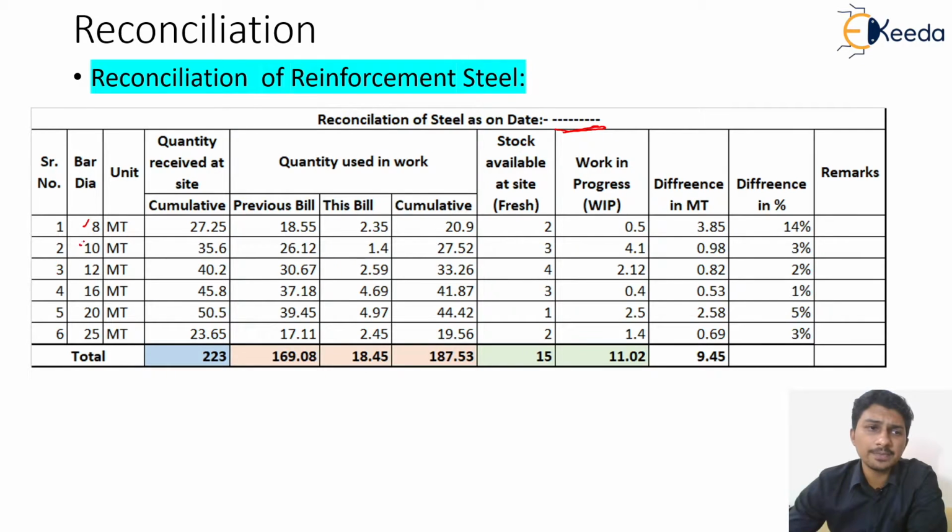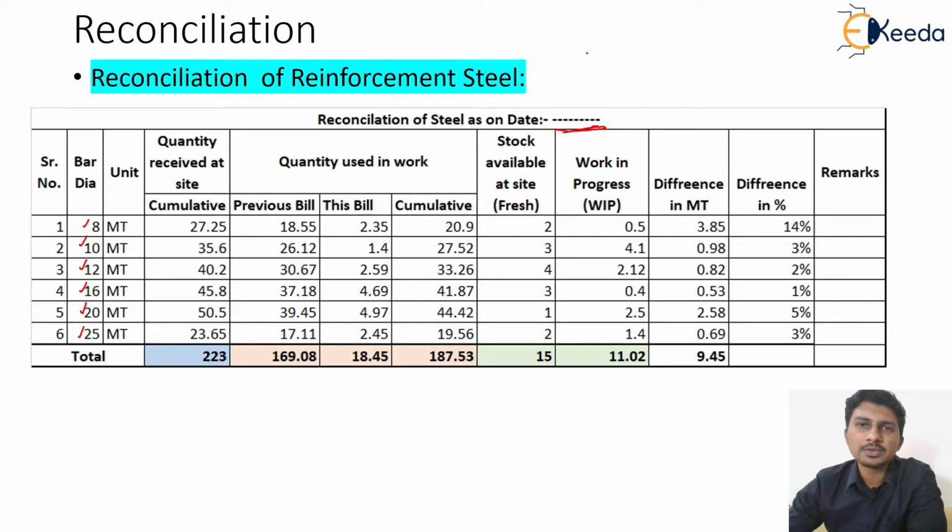It is always advised that the reconciliation of the reinforcement steel you are going to do will be based on the bar diameters. That is important, because many a times some of the bar diameters are used in a huge quantity and some of the bar diameters are hardly used. So if this is what you are finding on your site, that means there is some misuse of 12 bar dia as compared to 10 bar dia.